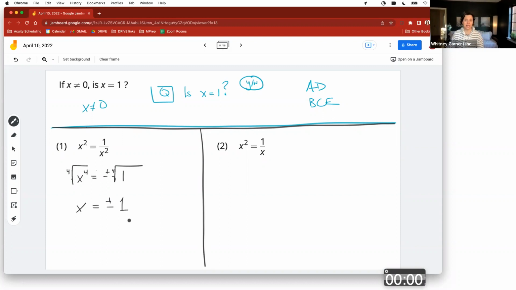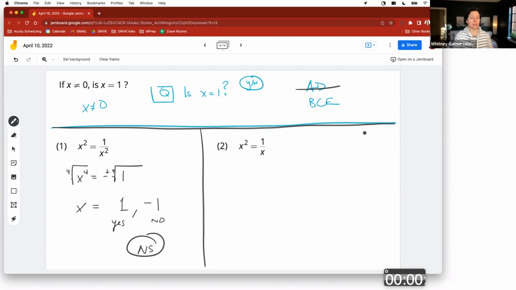So the answer in this case is maybe. It might be equal to 1. It is possible that x equals 1. It is also possible that x equals negative 1. 1 would give me a yes answer, but if it turned out that x was equal to negative 1, it would give me a no answer. Not sufficient. Start with my row that has an A and mark it out.